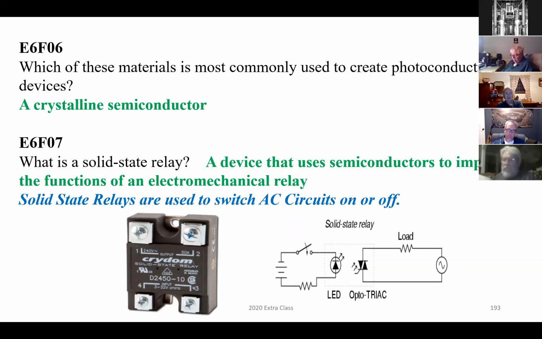Okay, now we go to number 6. Which of these materials is most commonly used to create photoconductive devices? It's going to be A, crystalline semiconductor. Okay. Number 7. What is a solid state relay? B, a device that uses semiconductors to implement the function of an electromechanical relay.